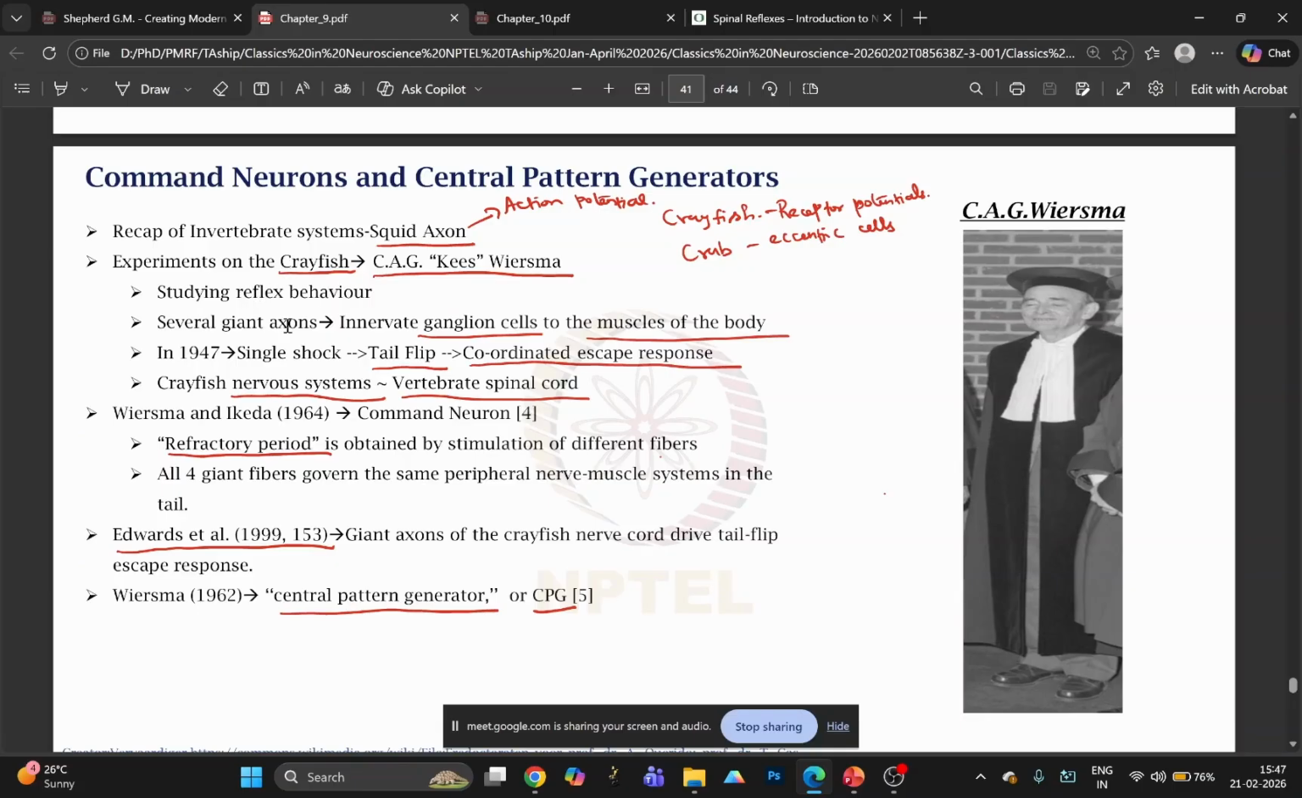He used the crayfish because it has several giant axons, and these giant axons innervate the ganglion cells to the muscles of the body. It was much easier to study these axons because of the lower complexity of the organism. And because the axons were also very large, it was much easier to stimulate them and study the responses.